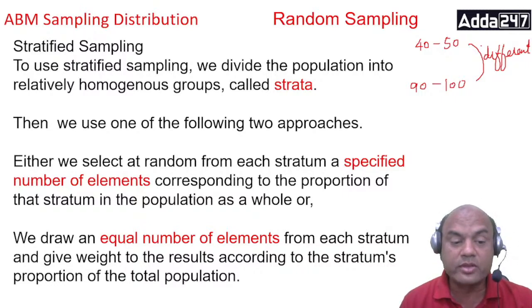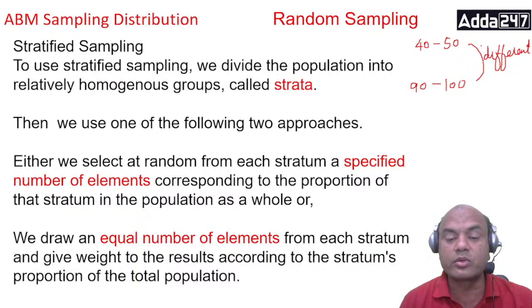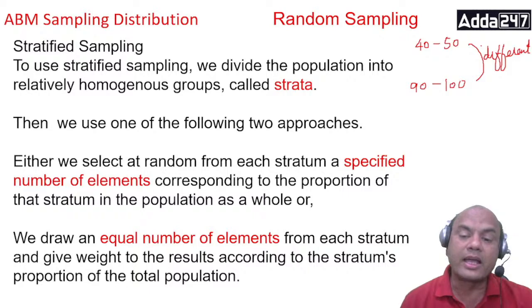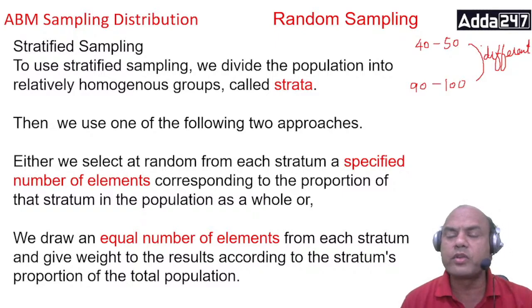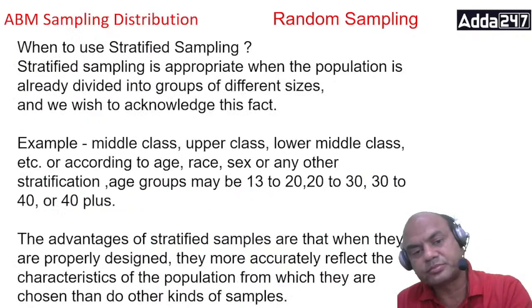And the second way out is we draw an equal number of elements from each stratum and give weight to the results according to the stratum's proportion in the total population. So I can draw a specified number from each separate group, or I can draw an equal number from every group: 40 to 50, 50 to 60, 60 to 70 and so on. So equal number or specified number.